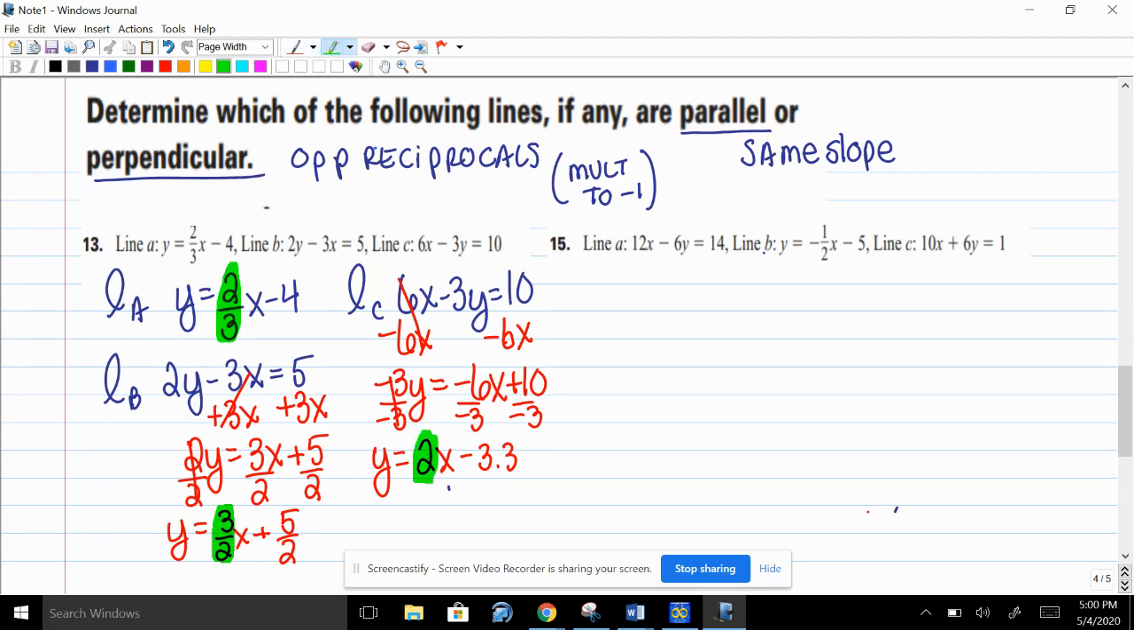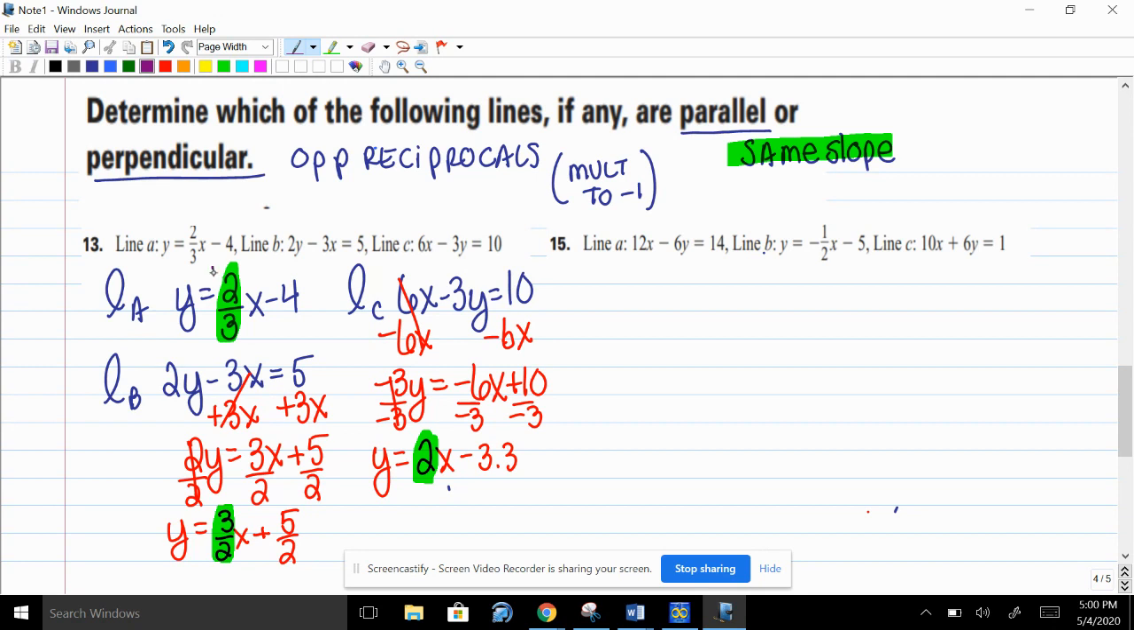Now that I know all three of my slopes, I go back and I see if any of them are parallel or perpendicular. Again, if they're parallel, they're going to be the same. Well, if I look at these numbers here, none of them are the same. I got 2 over 3, 3 over 2, and 2. So because I don't have any slopes that are the same, that means I don't have any parallel lines. And then I take a look at opposite reciprocals. Do I have any opposite reciprocals?